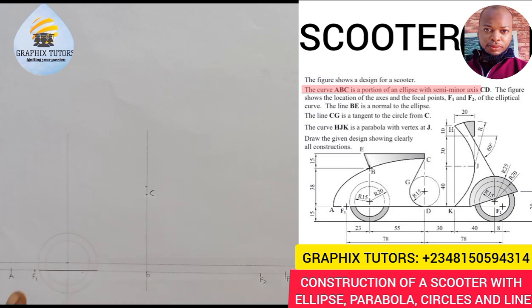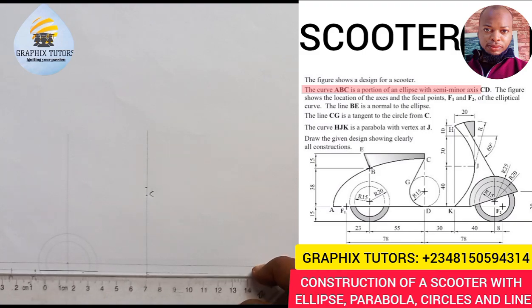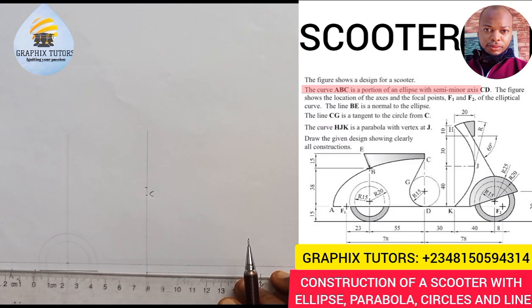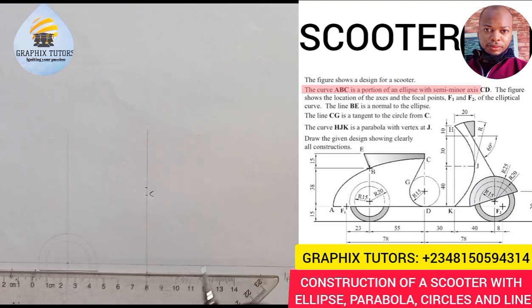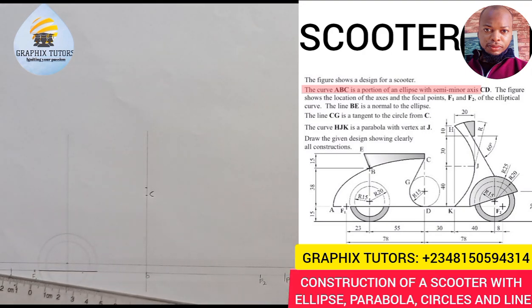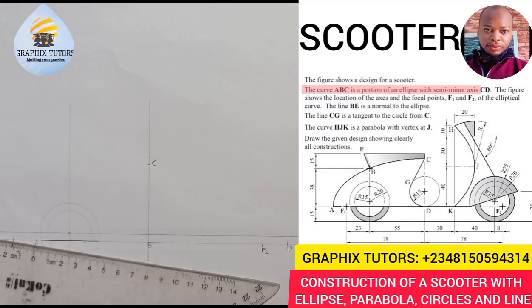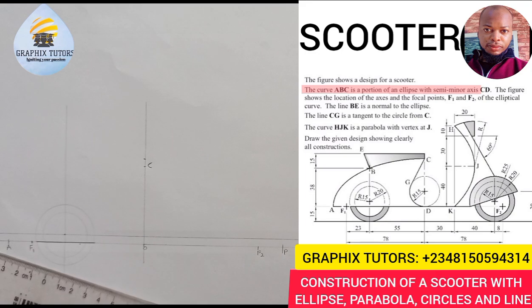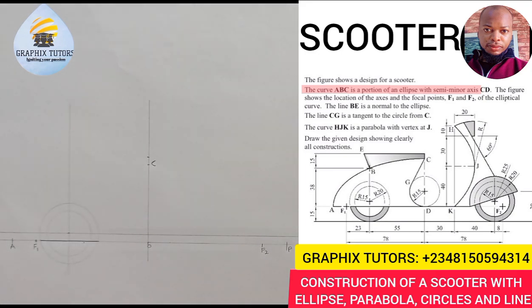Now if you look at it from here, I can use my instrument at this point, measure from here to here, and that's given to be 80. And I can divide it into 8, 10 millimeter each, since from here to here is 80. Or you just draw your inclined line from this point F this way.